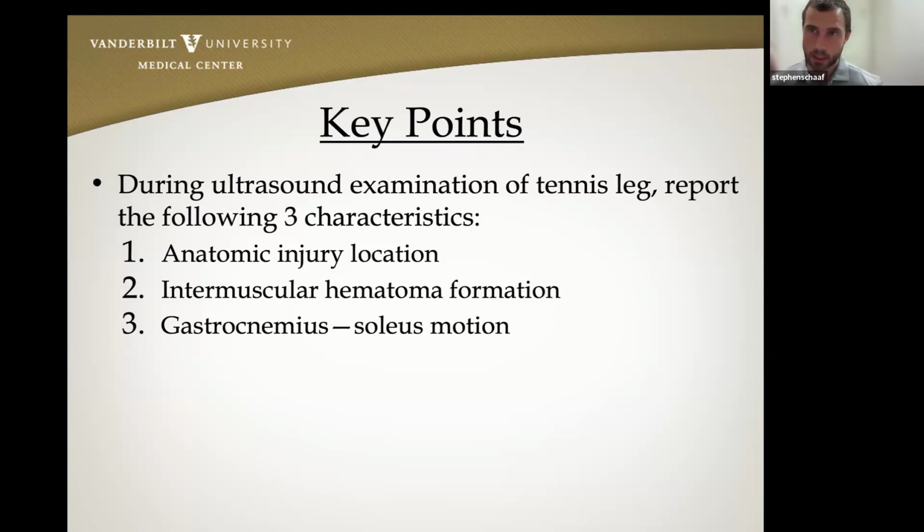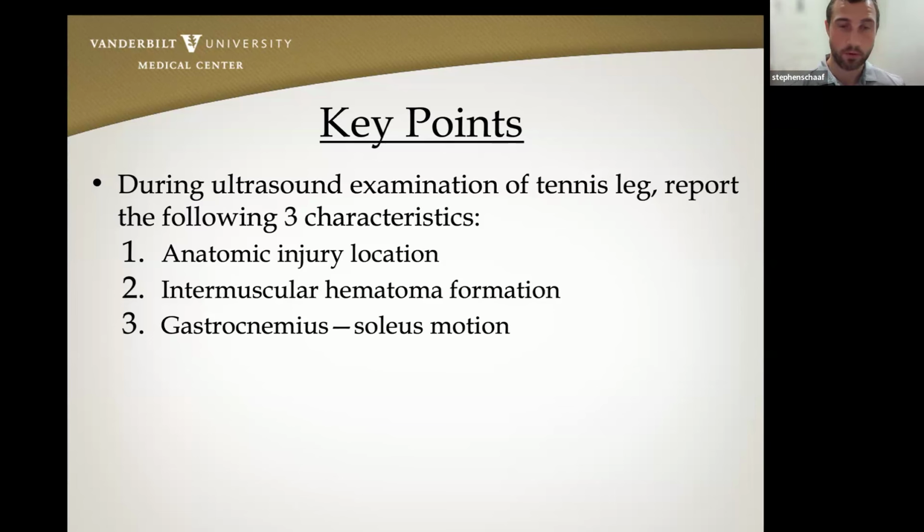And then if it is involving the medial gastroc, just make sure that you articulate: is it involving the muscle, the aponeurosis, or is it also involving that free gastrocnemius aponeurosis as well? Is there intermuscular hematoma formation between the gastrocnemius and the soleus?